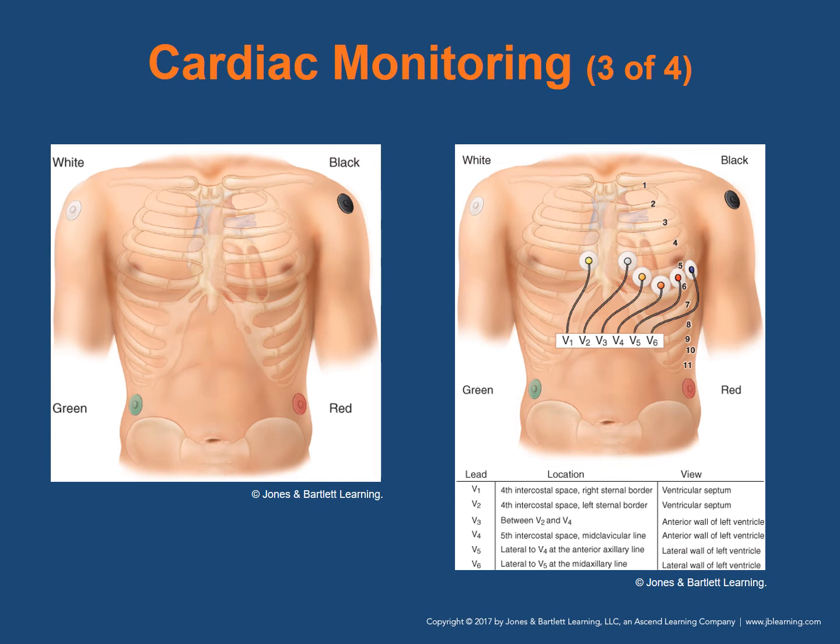And then the other 6 and their placement: placing V1 and V2 first, and they're going to go at the 4th intercostal space on the right and the left side of the sternum. And then leads 3, 4, 5, and 6 are going to kind of circle the bottom area of the pectoral, right under the nipple. And this should be in the anatomical position, not in the position that, if you have a well-endowed patient, man or woman, where everything sits as they lie on the ground.